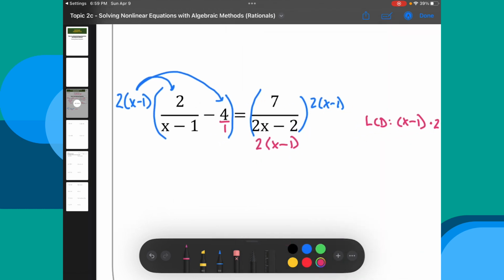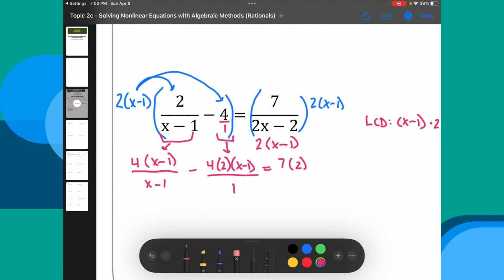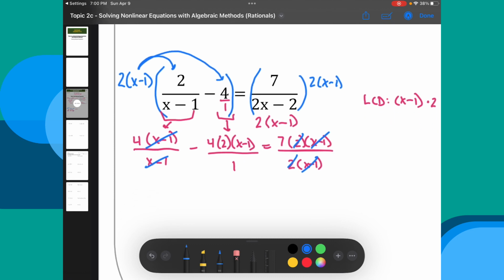Okay. So now we have 4 times x minus 1, still have that x minus 1 denominator, minus 4 times 2 times x minus 1. That comes from this second term. This came from our first term. And on the other side, still have that denominator by 1, we have 7 times 2 times x minus 1 over 2 times x minus 1. Now we can go through and cancel some things out. Numerator and denominator cancel. Nothing from that second term. The 2's and the x minus 1's cancel at the end.